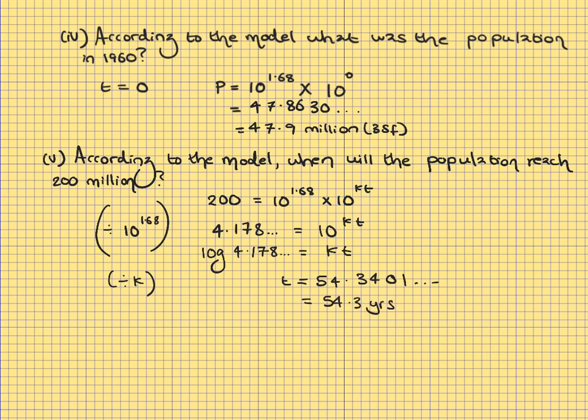Now, of course, t represents the number of years after 1960, so we're saying 54.3 years after 1960, which gives us the year 2014. And again, we're making a prediction about a year which is outside the range of data that we have been given, and we have to come to a conclusion about whether it's valid to do that, because we don't know that the exponential relationship that we have actually works outside of the data set on which it is based.